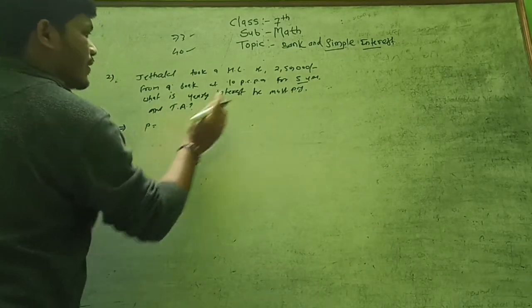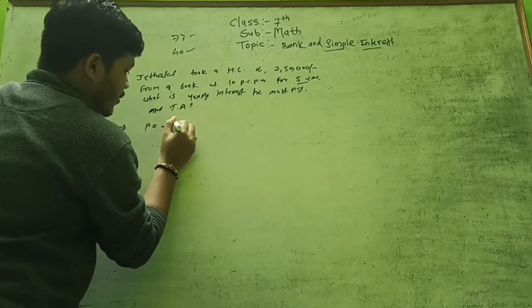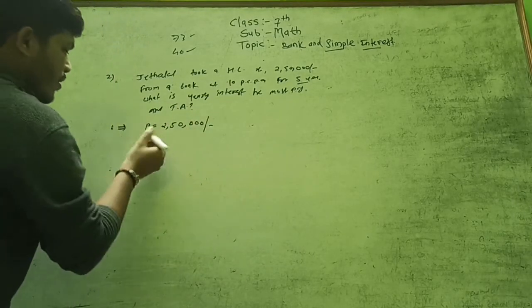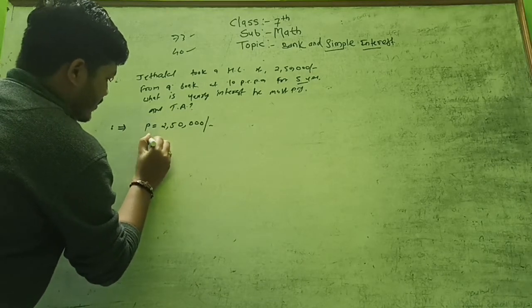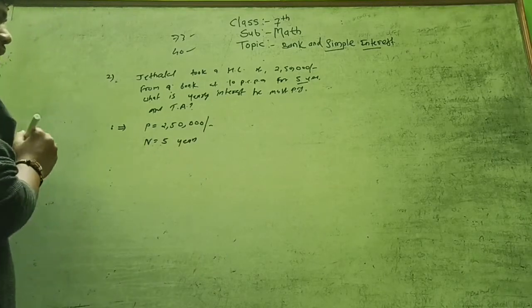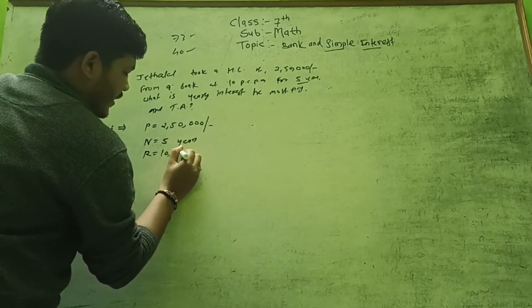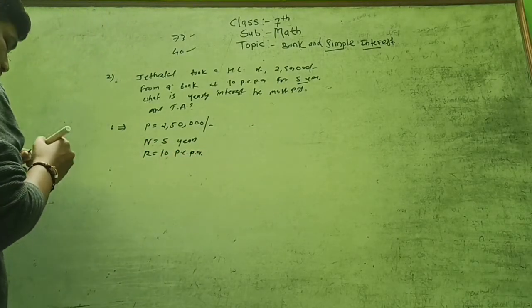P is nothing but the basic amount taken by Jethalal, which is 2,50,000 rupees. For how much interval of time? Means what is the time period? Time period is nothing but 5 years. And what is the rate of interest? The rate of interest is nothing but 10% per annum.